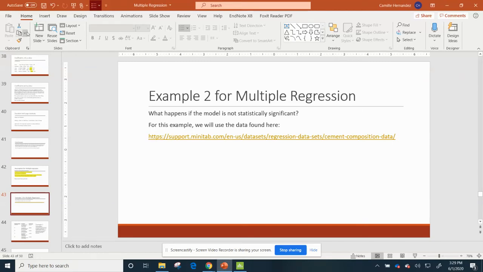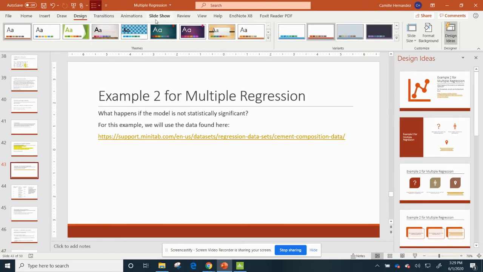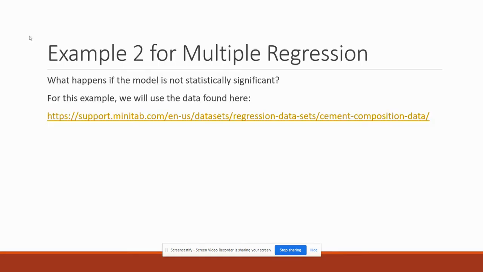So now I'm going to do another example for multiple regression. Sorry about that. So what happens when the model is not statistically significant? Sometimes you will try to run a model and it's just not good and you can't really do anything with it. I want to show you that because a lot of people will try to run the model, and it's not good, and they'll keep using it.